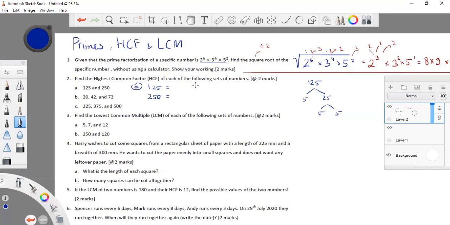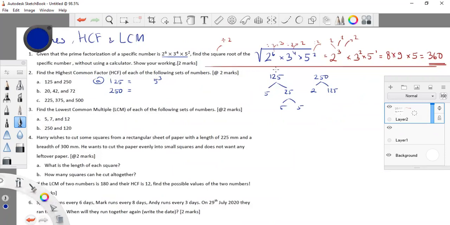I put it on the right side. Why? Because I think there might be a 2 on the left side, so you cannot put it here directly. It will make things more complicated. So 5 power 3 is done, right? And 250, I have 2 and 125, right? The 125 is already given, so what you need to do is just copy paste. No need to think further. You just copy this below. So we have 2 times 5 cubed, right?